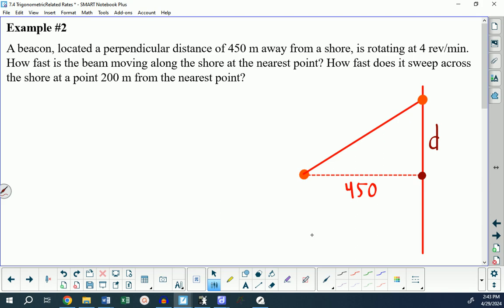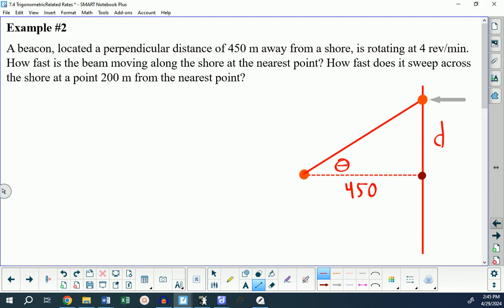And if I want to know how quickly this beam of light is moving along the shore, let's assume the beam is rotating from your perspective clockwise. So it's this spot of light that I'm indicating right here is currently on its way down. That distance I've labeled d is changing. And how quickly it's changing is how fast that dot's moving at that point in time.